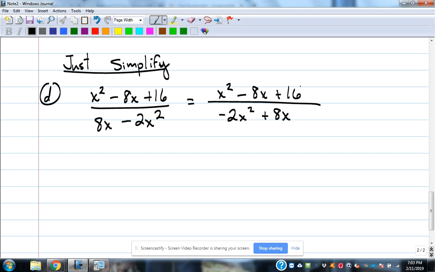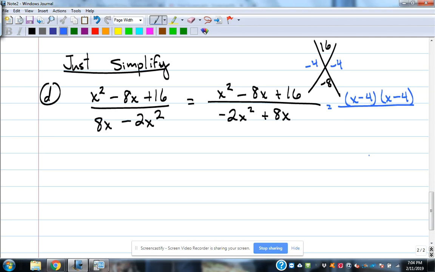Because it didn't say anything about finding the domain, we're just simplifying here. You can start with the top or you can start with the bottom. It doesn't matter which one on this. So if I factor the numerator, the top part of the fraction, I'm going to use the x method. I need something that multiplies to be 16 and adds to be negative 8. It doesn't matter which one, you're going to do both of them anyway. So negative 4 and negative 4. So that'd be x minus 4, x minus 4.